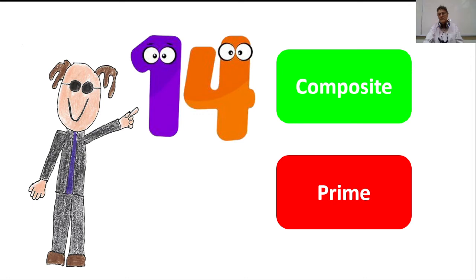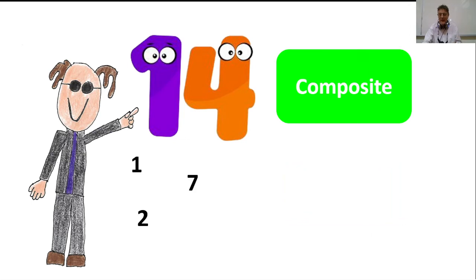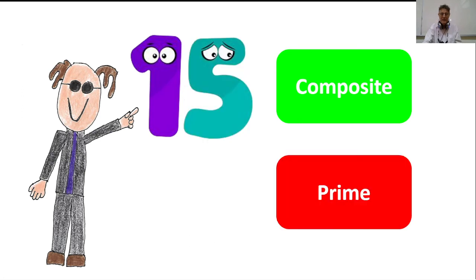Okay, 14. What do you think? 14, of course, is an even number. It's an even number, not a even number. An even number. There's some English for you. Divisible by 1, 2. 14 divided by 2 equals 7. And, of course, it is divisible by itself. It is a composite number.